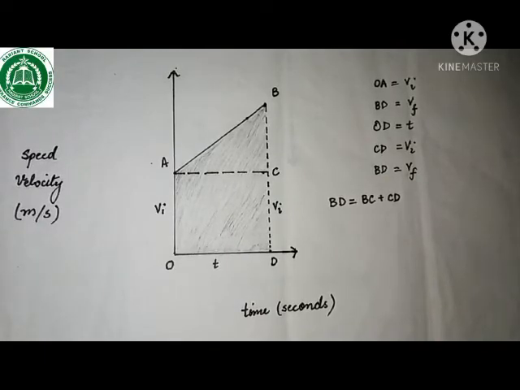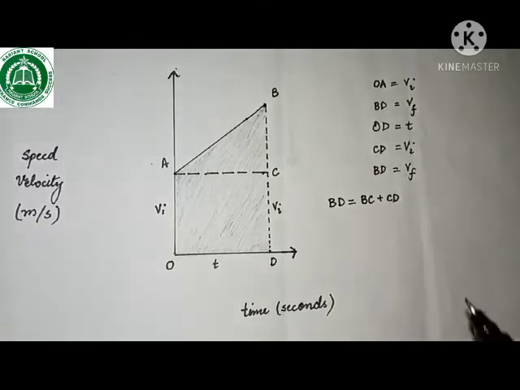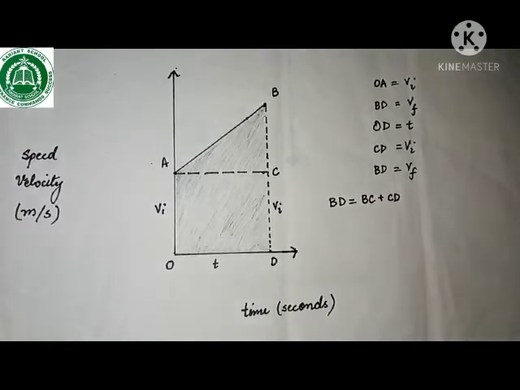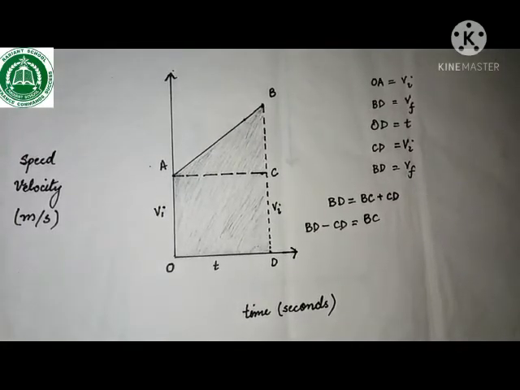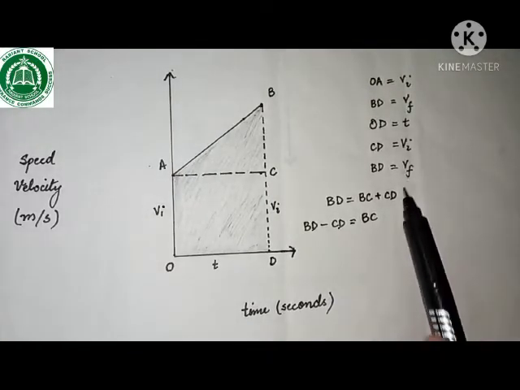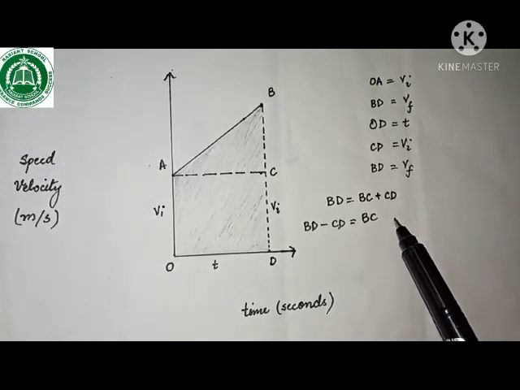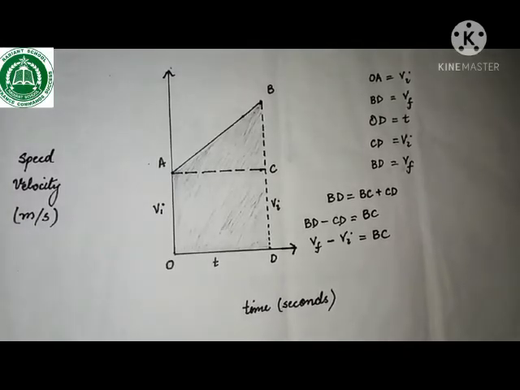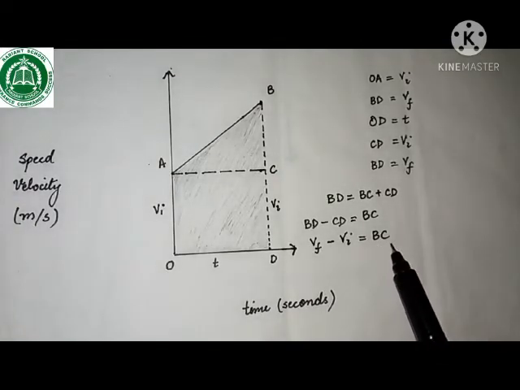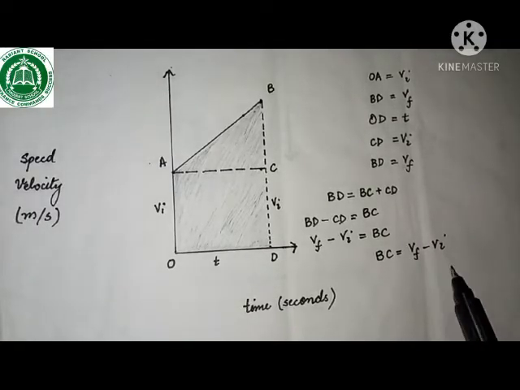Now, what will be BC? BC will be BD minus CD. I will keep this on this side and take CD to the other side, so the equation will become BD minus CD. This is a basic mathematical step. So what is the value of BD? It is VF. What is the value of CD? This is VI. So you can see that this length BC will be VF minus VI. Now BC is equal to VF minus VI.